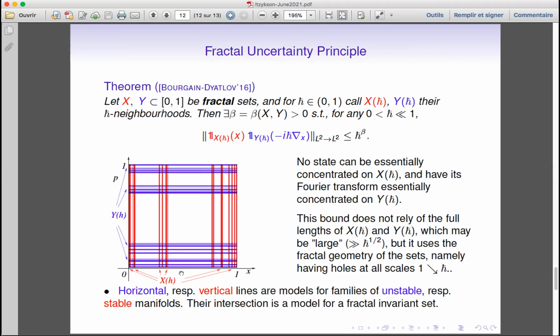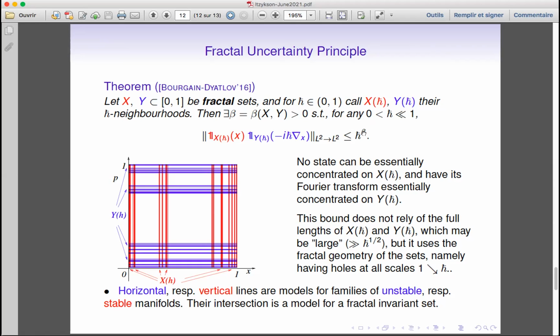Okay, thicken them to this Planck scale, and so you get this x of h bar, y of h bar, and look at operators, which are just, let's say, the multiplication operator by the characteristic function on this set, and here the same on the Fourier side. Okay, it's just after the semiclassical Fourier transform. The product of these two operators will be small. Okay, that's the result. Small means that it is some positive power of h bar.